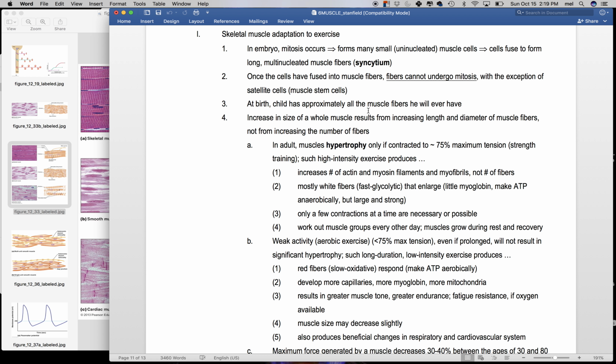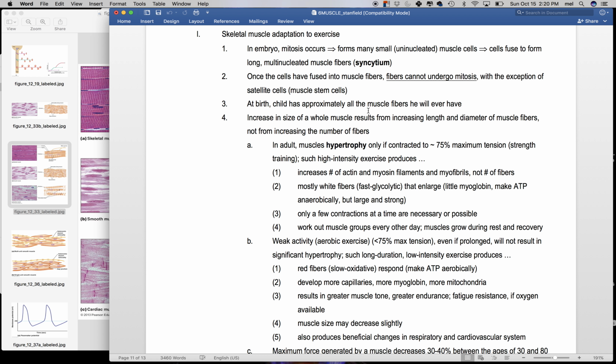Okay, so how can you increase the size of a whole muscle, and what types of activity would cause that to occur? Well, it's kind of what you would think. I mean, from working out or from hearing about somebody else working out, if you want to increase muscle mass, if you want to increase the size of a whole muscle, there are certain types of activity that you do. If you want to increase muscle tone, there's different types of activity that you do.